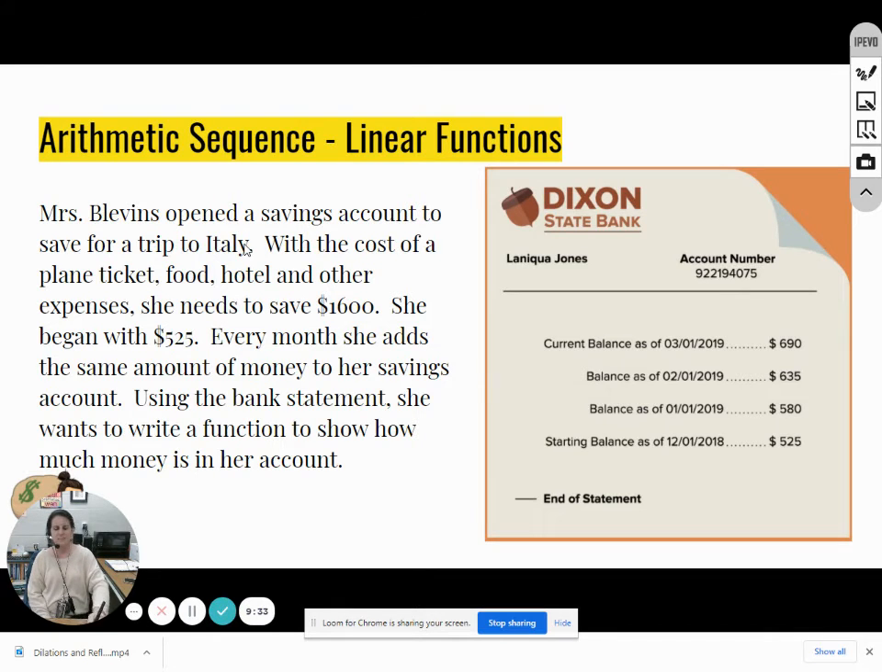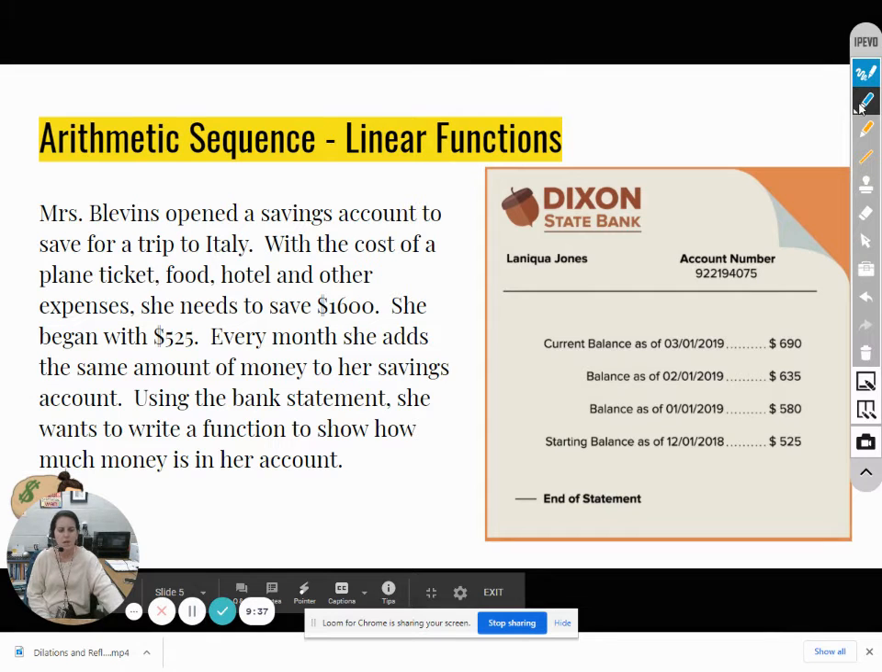So it's kind of tempting to sit here and think, okay, let's list out the pattern. I began with $525 and then I added some money and then I added this much money. How much money am I going to have? How many months is it going to take me to get to $1,600? Well, we could sit there and list it all out, but I want to point something out to you.